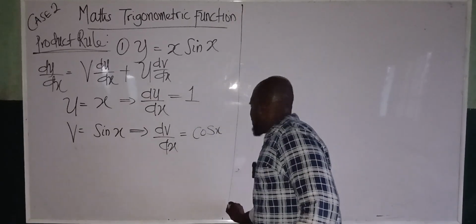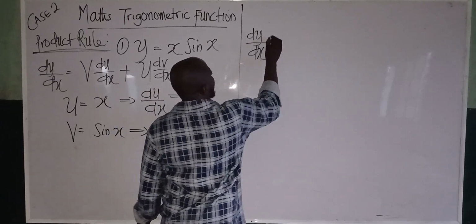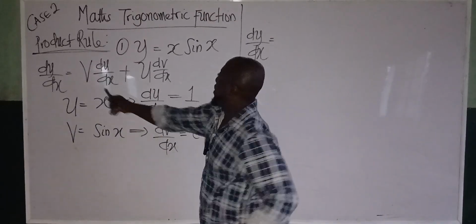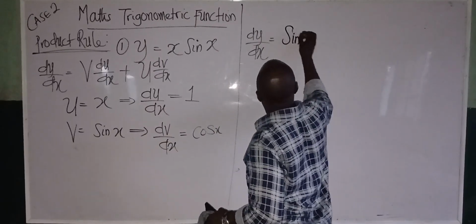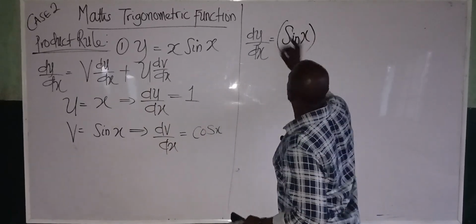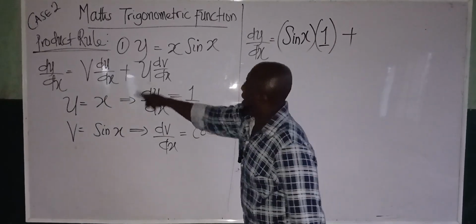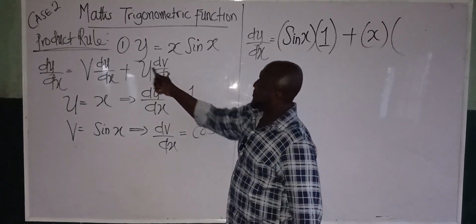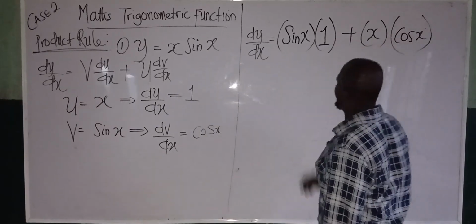So what do I do now? We are going to apply this. We already know that our dy over dx will therefore give us v. What is my v initially? My v is sine x here. Next up, what is my du/dx? My du/dx here is 1, so all this will be multiplied by 1. So plus, next up, what is my u? My u here is just x. And then what is my dv/dx? We have it as cos x here.